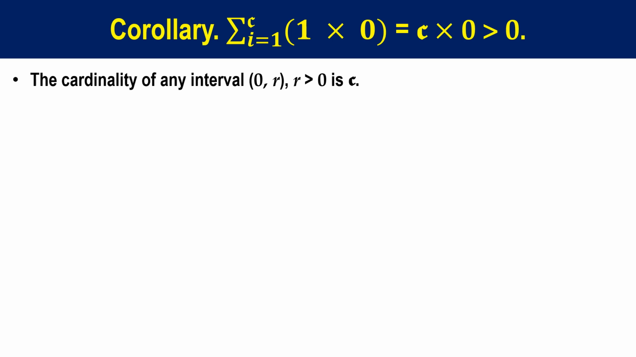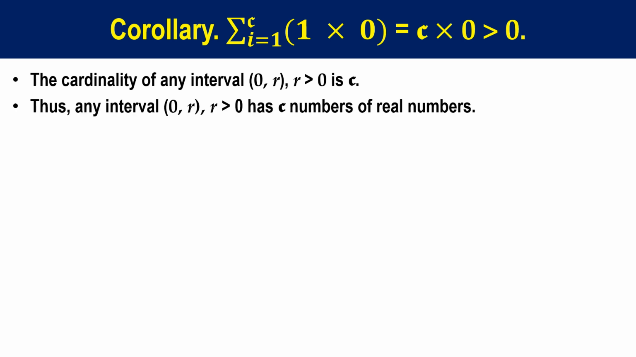Then we have a corollary: the sum from 1 to C of 1 multiplied by 0, which is C multiplied by 0, is larger than 0. The proof is as follows. The cardinality of any interval (0, r) larger than 0 is C. Thus, any interval (0, r) has C numbers of real numbers.